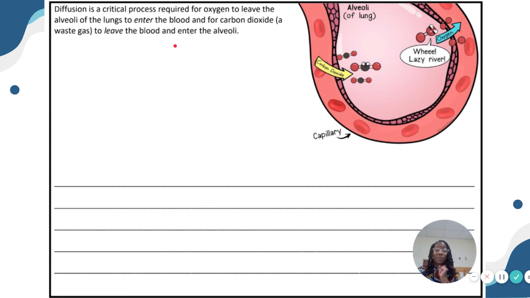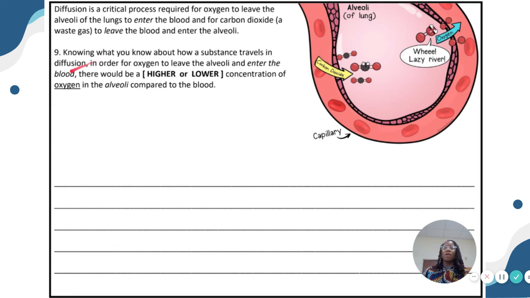All right, now let's get to the real practice problem. So diffusion is a critical process that is required for oxygen to leave the alveoli, so little sacs inside of your lungs, to enter the blood, and for carbon dioxide, which is a waste product, to leave your blood into the alveoli so you can breathe it out. Knowing what you know about how a substance travels in diffusion, in order for oxygen to leave the alveoli and enter the blood, there would be a blank concentration of oxygen in the alveoli compared to the blood.